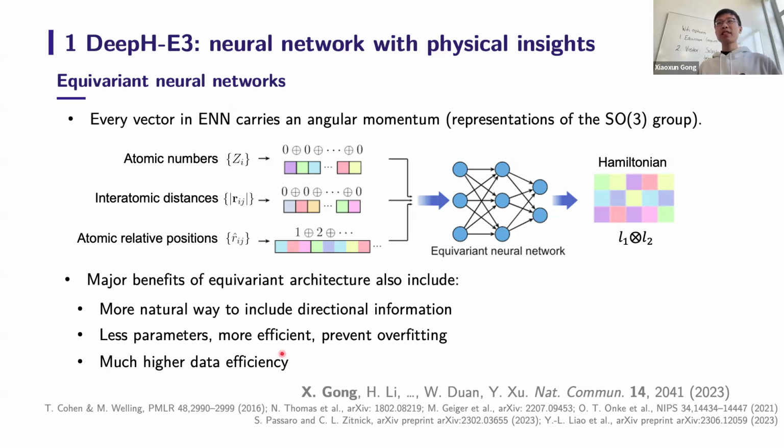And because of this equivariant constraint, we can imagine that the neural network can achieve the same prediction with fewer parameters, because you can imagine different parameters can be related by this constraint of equivariance. So of course, this can give us more efficient neural networks and also prevents overfitting. And this equivariant architecture also allows much higher data efficiency. According to our tests and also tests of previous works, we have found generally this equivariant architecture requires much less data to train in order to achieve the same level of accuracy.